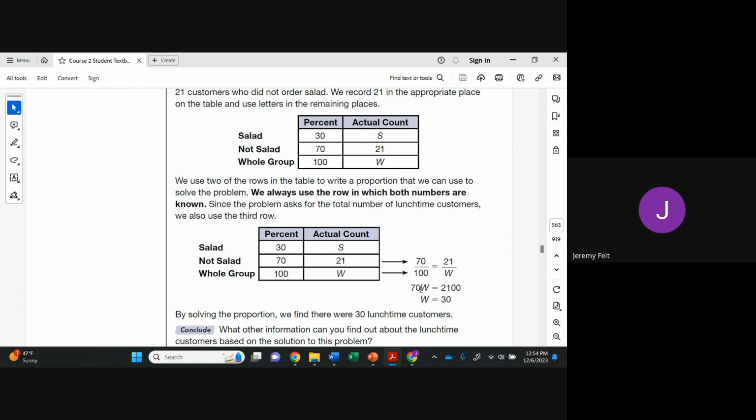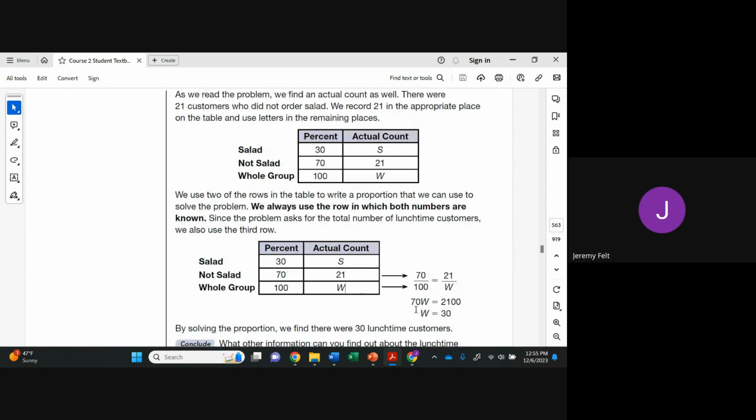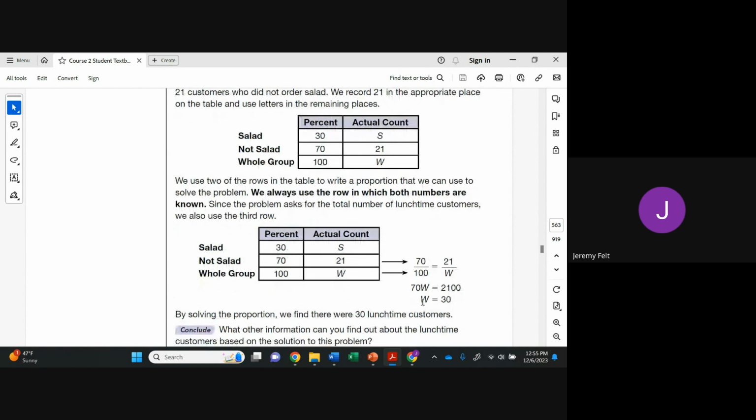Cross multiply, we get 70W equals 2100. Then we divide by 70, and we get W equals 30. So there were 30 customers. Could go through and do the same thing to solve for how many ordered a salad, or even easier than that. If 21 didn't order a salad and there's 30 in total, you can just easily find the difference between those and figure out that 9 people did order a salad.